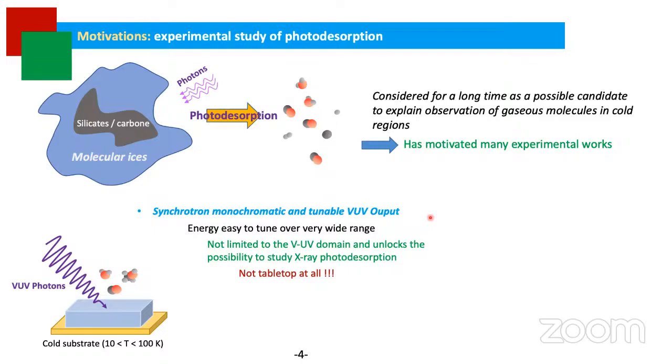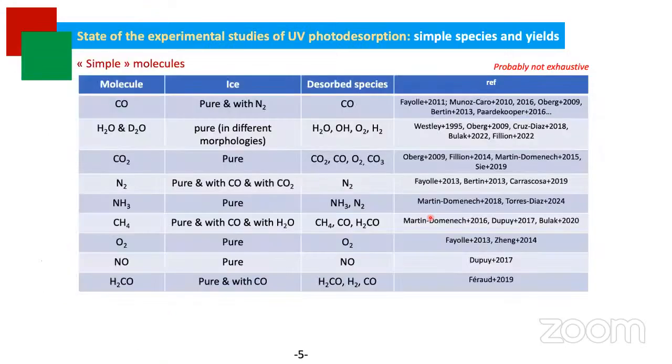So with all these kinds of experiments, there are many molecules which have been studied in terms of photodesorption. It's probably not an exhaustive list. All the studies here are studies which give yields. They recommend some yields. There are many more studies dealing with the mechanism, for instance, but I won't discuss them. And in terms of simple molecules, there have been many systems studied over the years: CO, water, CO2, N2, and so on.